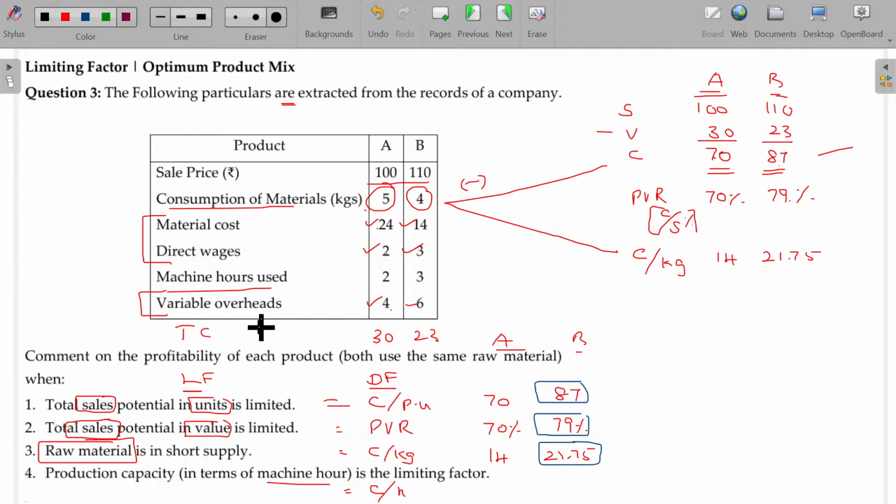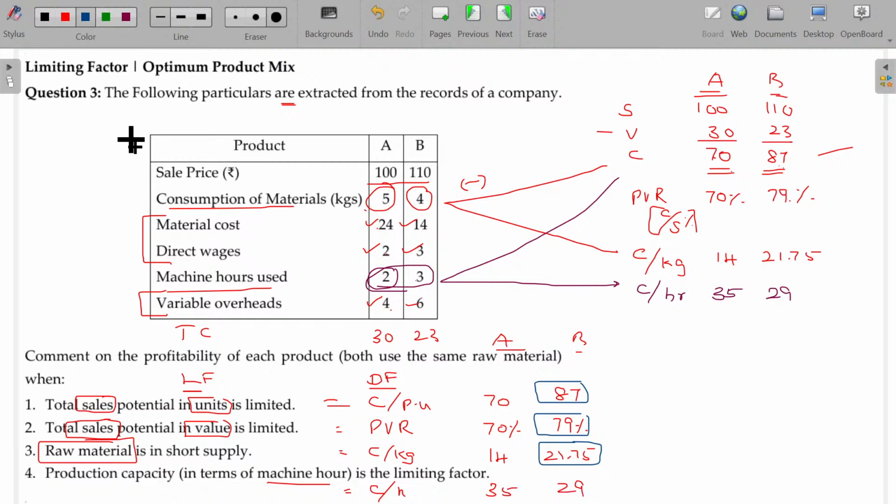Last one, machine hour. Machine hour is given here. In this case, contribution is divided by the machine hours. Contribution per hour: 70 rupees for 2 hours means per hour 35. 87 for 3 hours means per hour 29. In this case, 35 and 29. Only in case of machine hour being the limiting factor, we have to choose A. In all other limiting factors, it's better to choose only B.